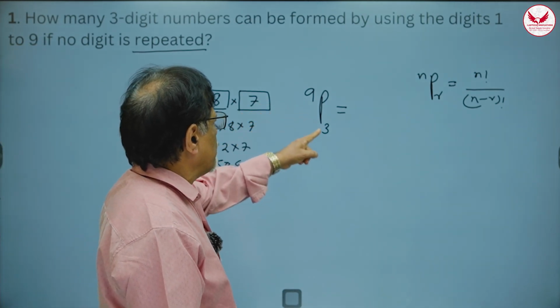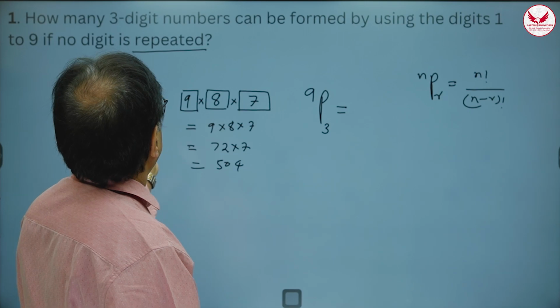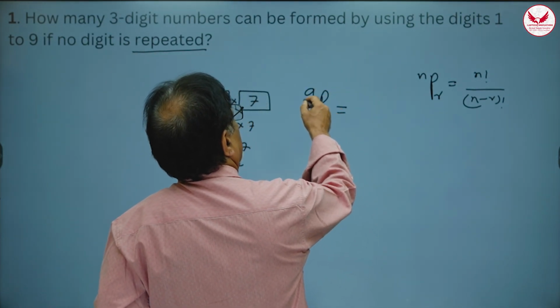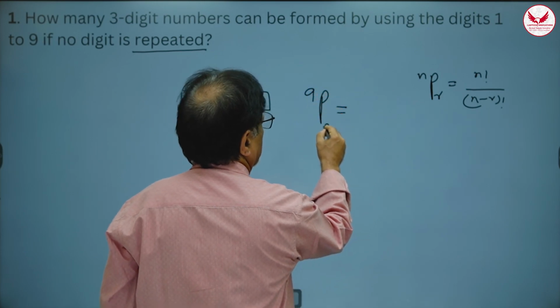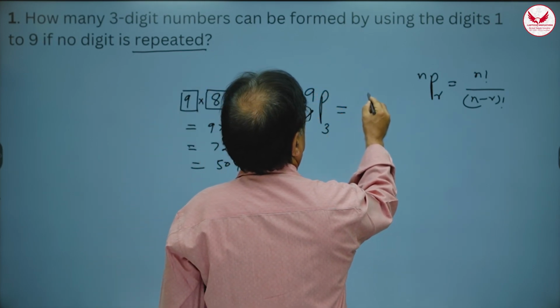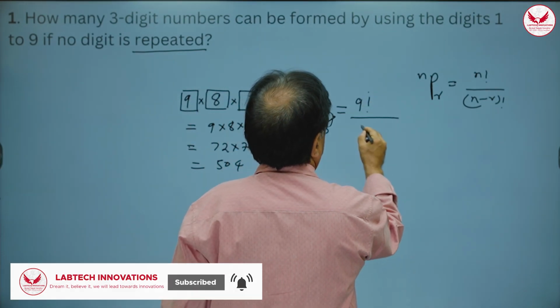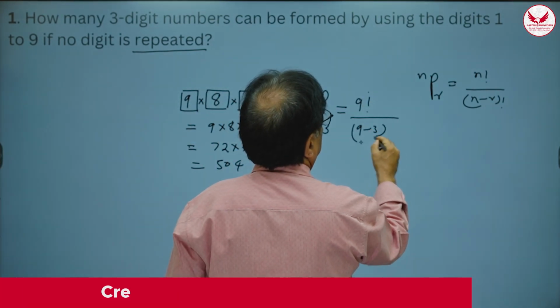9 digits, out of which only 3 are to be taken and they can be permuted. So out of 9, how many ways can 9 digits be permuted if taken 3 at a time? So the answer is 9 factorial divided by (9 minus 3) factorial.